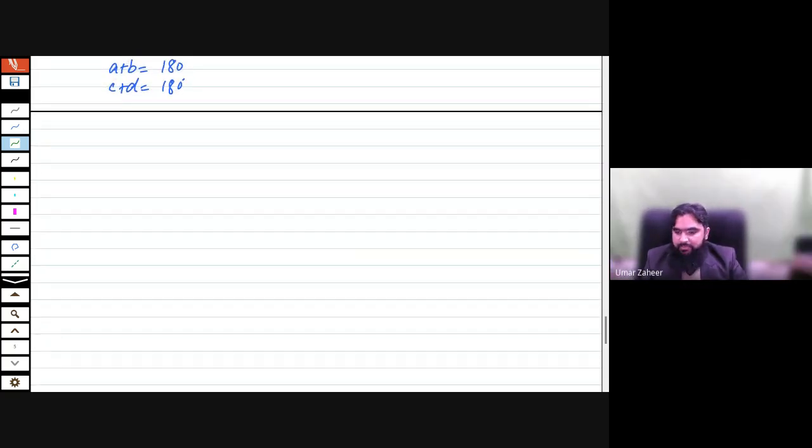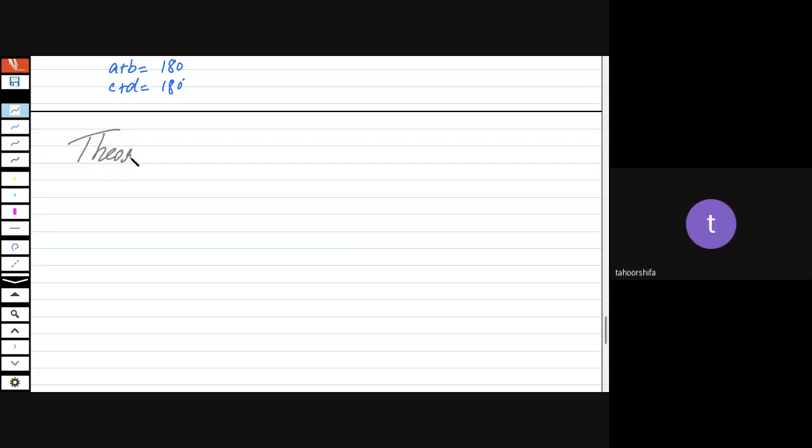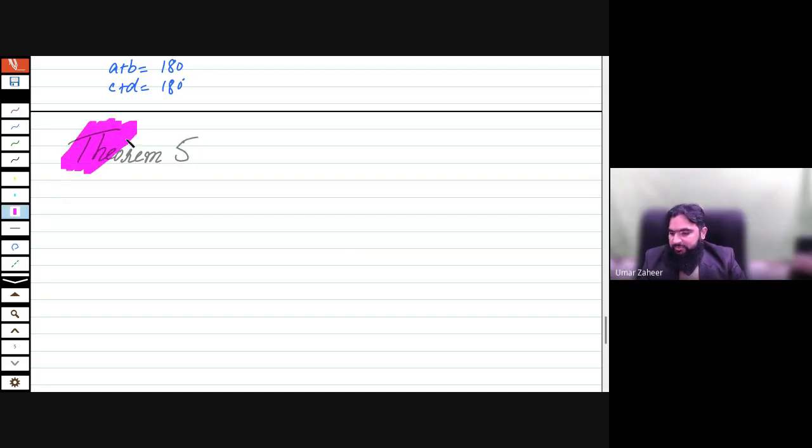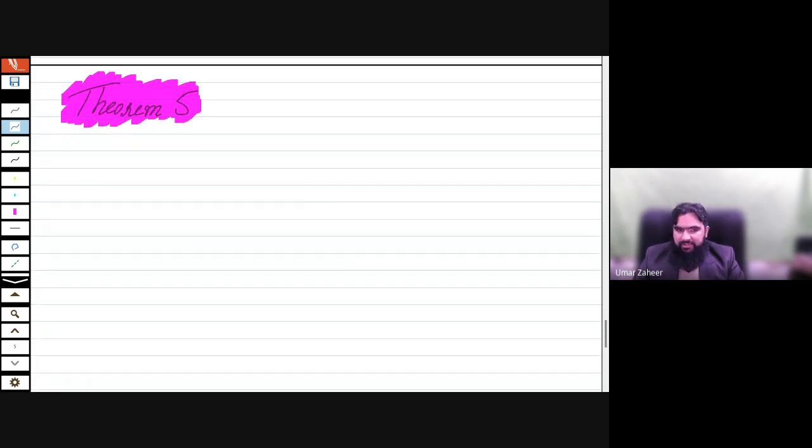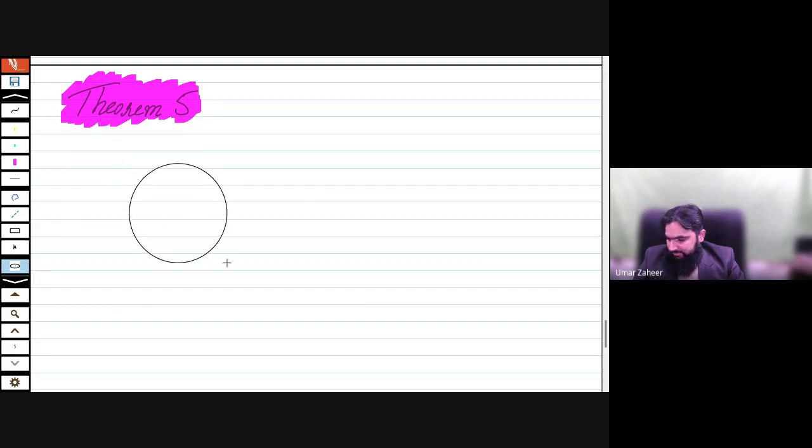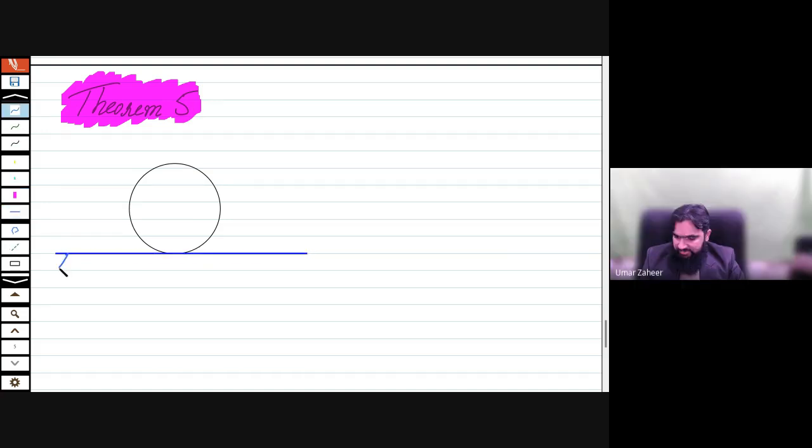Now let's go for theorem 5. We have a total of 8 theorems. Theorem 5 is going to be very easy. Let's say you have a circle and there is a line that touches the circle at a single point. What is it known as? Tangent.